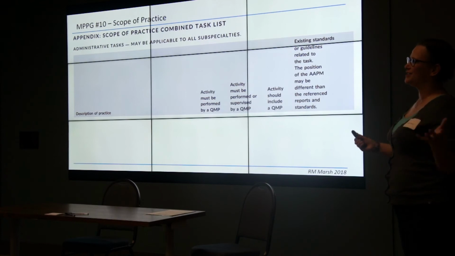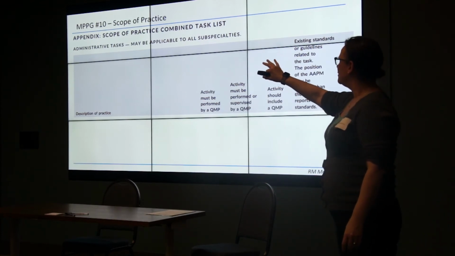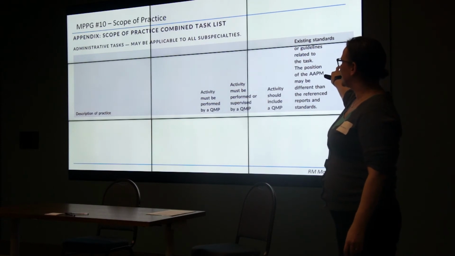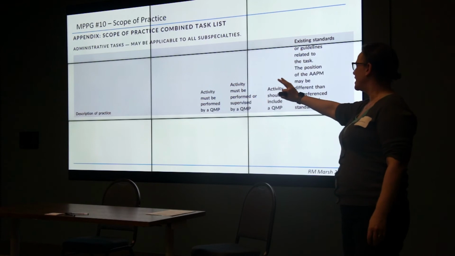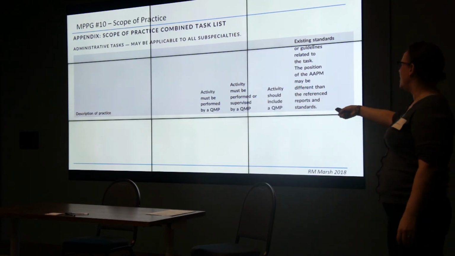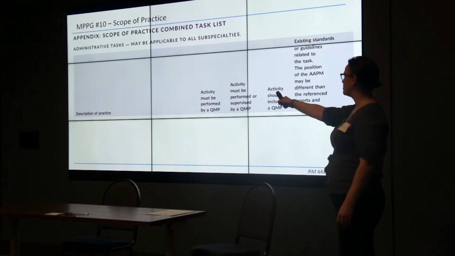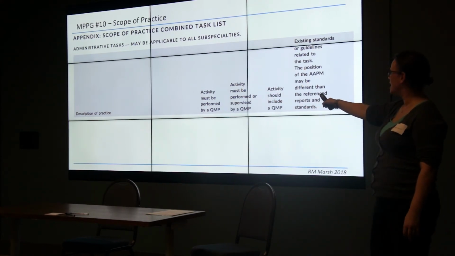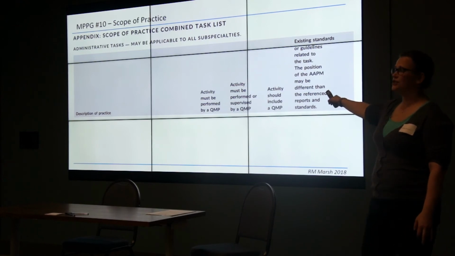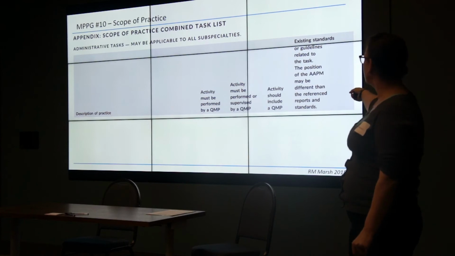Okay, so anyway, back to this appendix, which is the vast majority of the document itself. This first block lists out some administrative tasks, which may be applicable to all subspecialties. It has a description of practice, and then it tries to put each item into one of these categories. Activity must be performed by a QMP. Activity must be performed or supervised by a QMP. And the activity should include a QMP, because this is kind of where we landed.